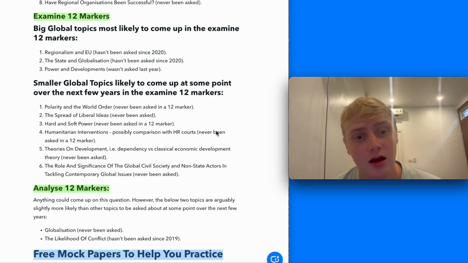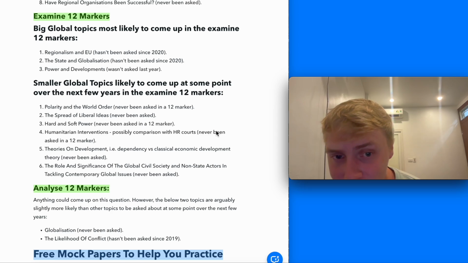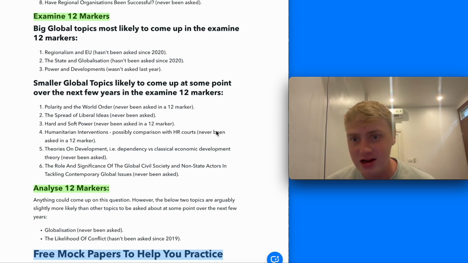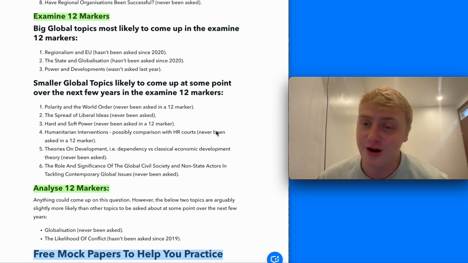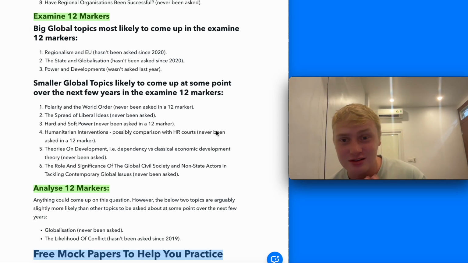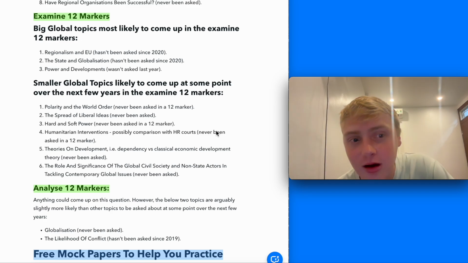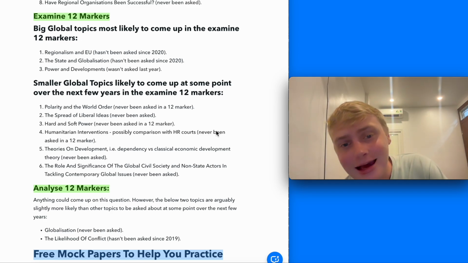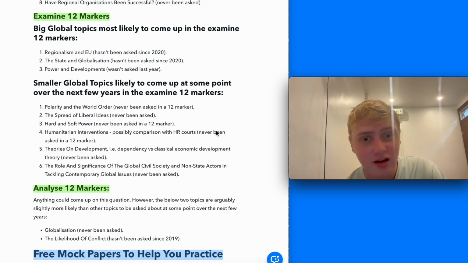Theories on development, dependency theory versus classical economic development theory, for example. Really look at comparing the differences between those. It's very likely you get similarities. There aren't many, but different. You could get asked about the differences between their analysis of global politics, for example. And again, looking at non-state actors and global civil society has also never come up in the 12 marker, so it could definitely come up as well.